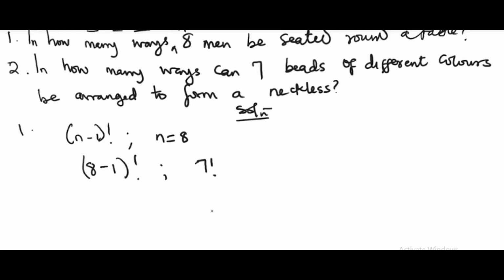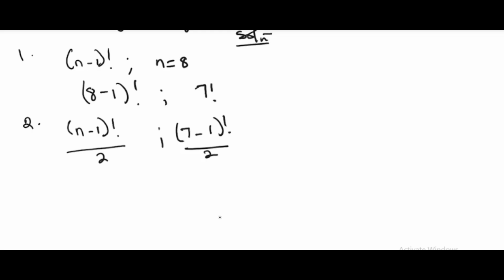Okay. The second question: in how many ways can 7 beads of different colors be arranged to form a necklace? So is it the first condition or the second? You won't think twice. Beautiful. So we have 7 minus 1 factorial over 2. 2 factorial is the same thing as 2. So we have 6 factorial over 2, right?